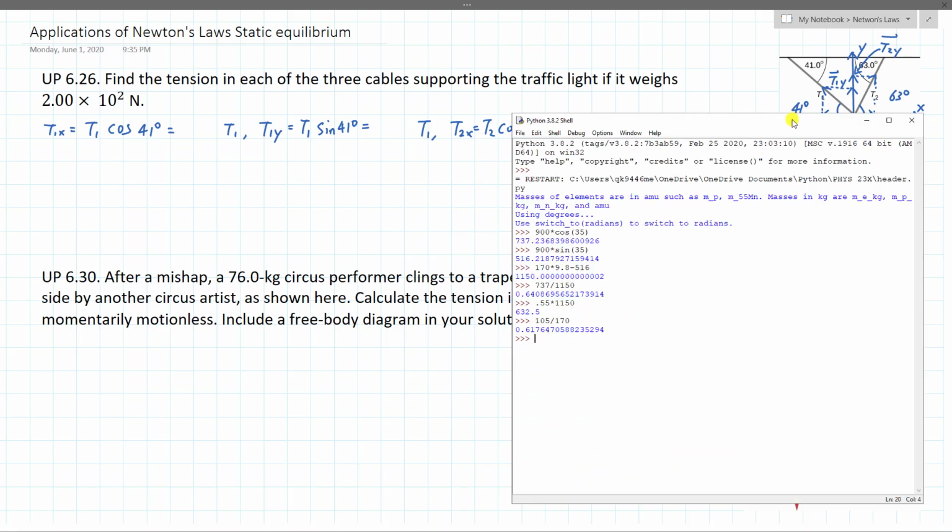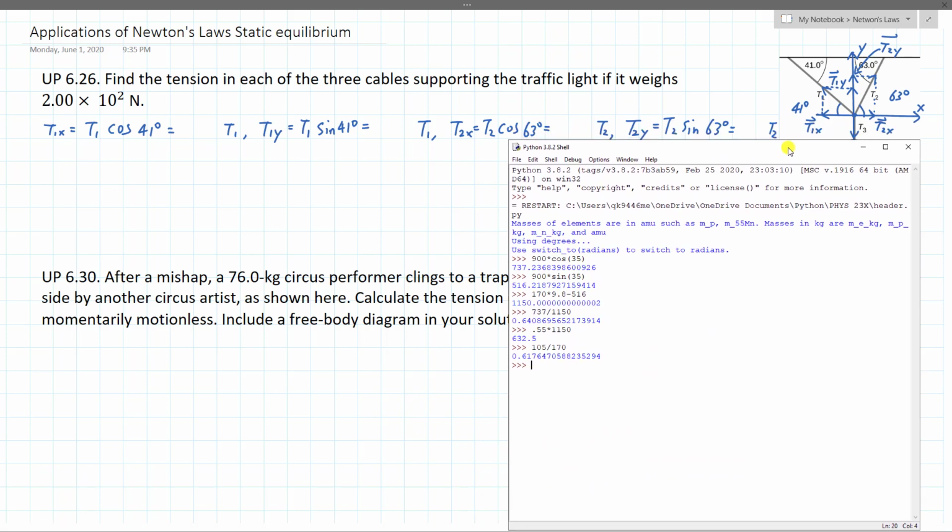All right, so let's get the calculator out. We'll start calculating. First we want to do cosine and sine 41 degrees. Cosine 41 degrees, sine 41 degrees. Then the 63 degrees: cosine 63 degrees, sine 63 degrees. Okay, so there's a lot of numbers. We'll copy two at a time.